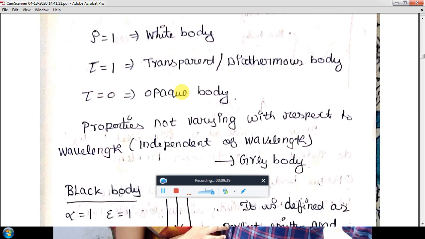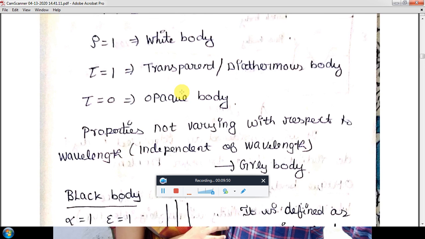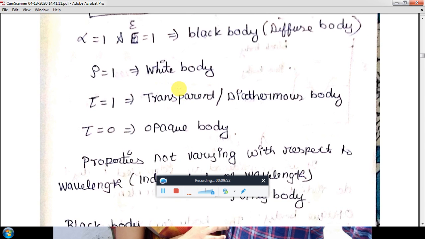If the property is not varying with respect to wavelength, or is independent of wavelength, it is known as a gray body. Next class we will see the black body in detail.